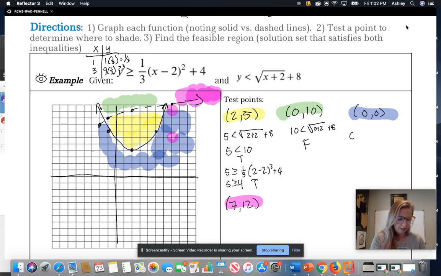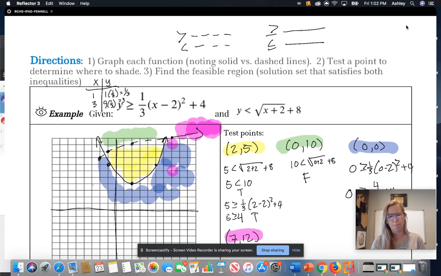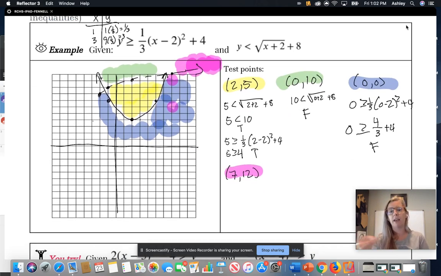So let's try 0 is greater than 1/3 of 0 minus 2 squared plus 4. Negative 2 squared is 4. 1/3 of 4 is 4/3, plus 4. 4 and 4/3 is 5 1/3, right? Is definitely not less than 0. So that is false, just like I expected it to be. Again, if we check 7/12, we're also going to get a false statement. It's not in the feasible region.